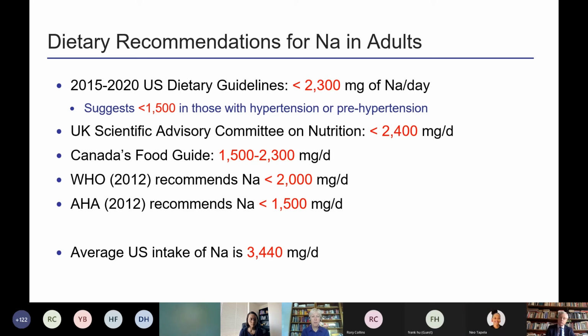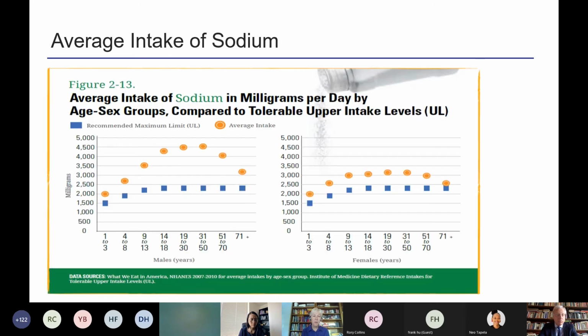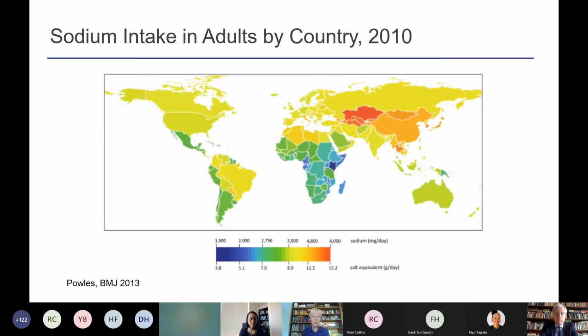WHO says less than 2,000. AHA recommends less than 1,500 for everyone. The average intake in the US is much higher than that, at about 3,400 milligrams per day. And this slide shows the recommendations in blue and the actual average levels in orange for men on the left and women on the right. And you can see that at all age groups, the intake actually exceeds the recommended amount by quite a bit, particularly in men.